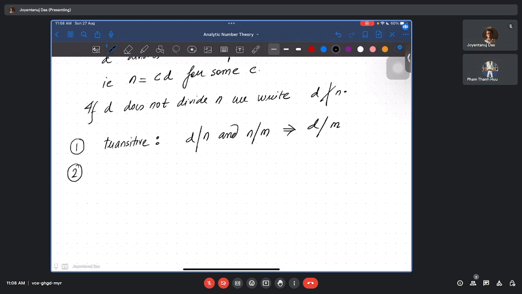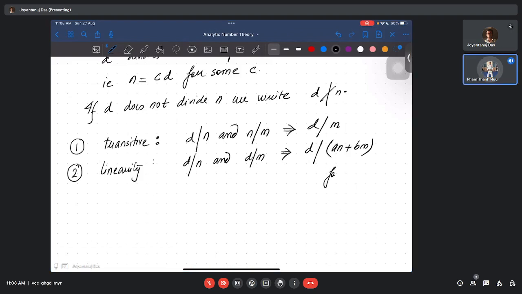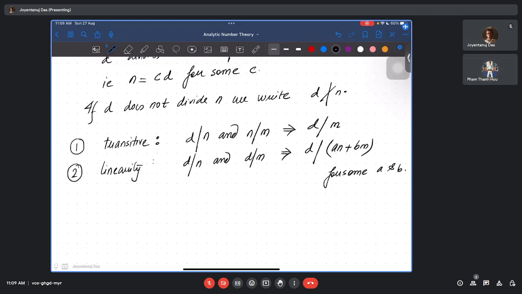The second one is linearity. So linearity is: suppose d divides n and d divides m also. So this will imply that d divides a n plus b m, for some a and b, right? Yes, a and b are integers. For example, b equal to 0.